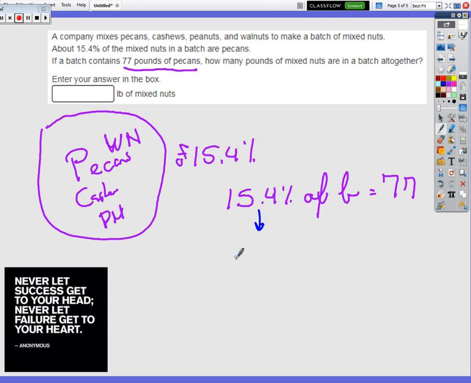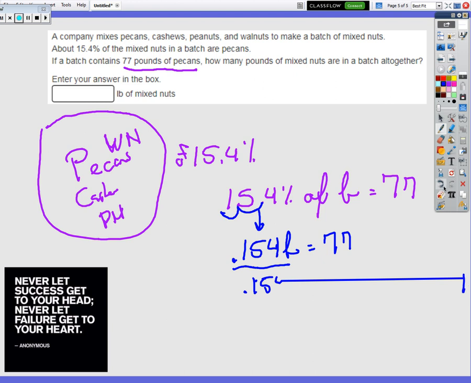This becomes 154 thousandths B, because I've converted this to a decimal by dividing by 100, moving it over once and twice. That is equal to 77. I must divide both sides now by 154 thousandths. This is a lot of division. Nothing I can't do. I've been dividing now for a long time. Nothing you can't do. You've been dividing for a long time too, just not as long as I have.